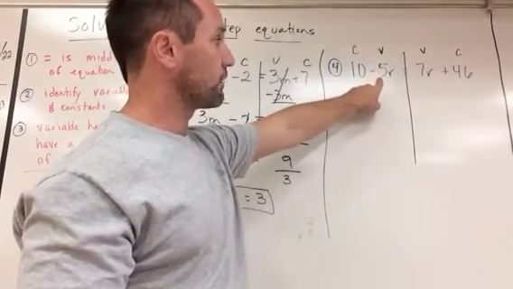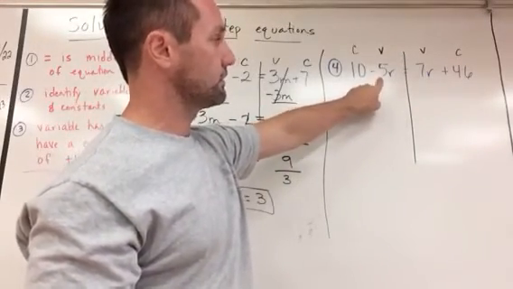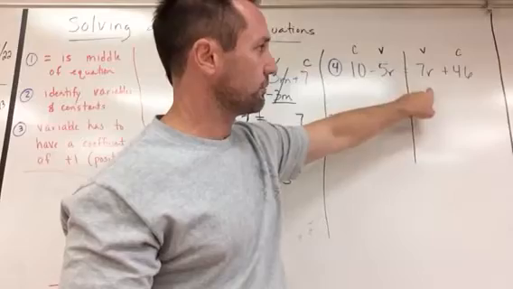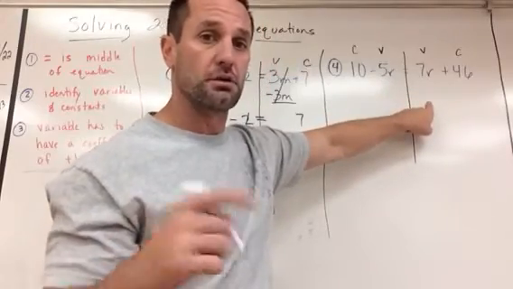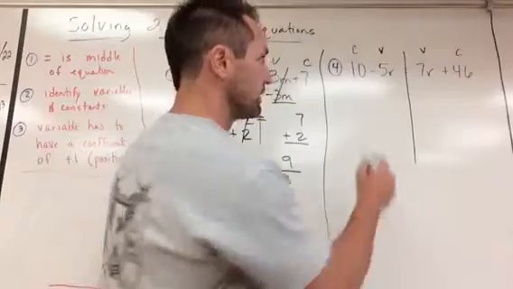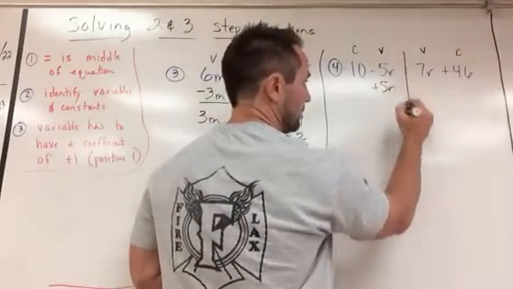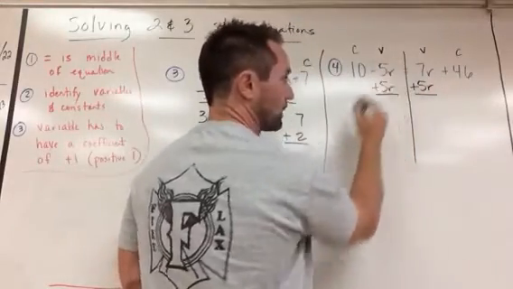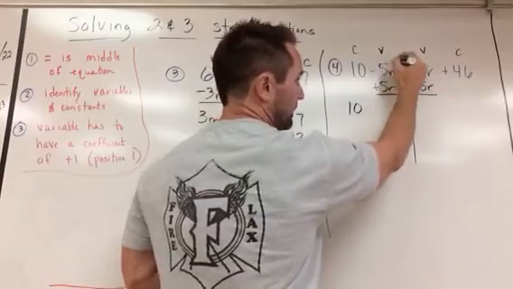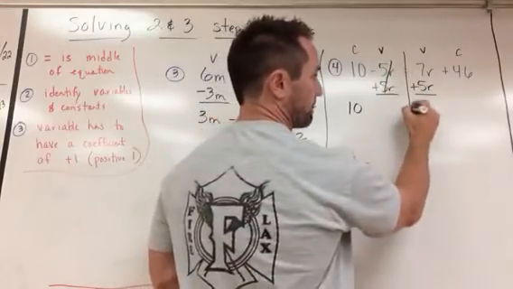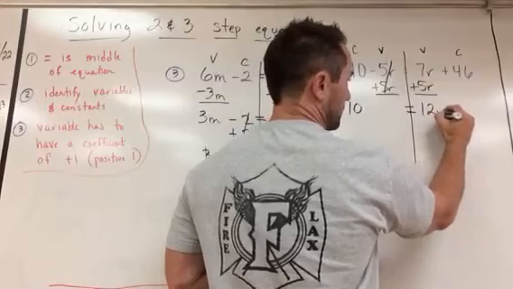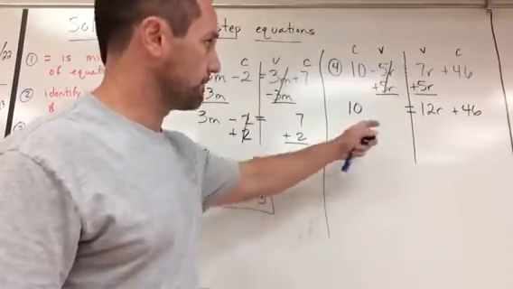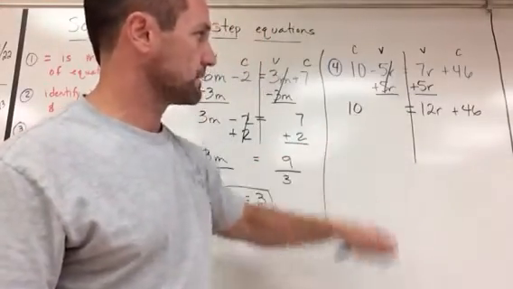So, negative 5r here. If I add 5r to the left side and add 5r to the right side, what will I get? 7r plus 5r will give me a 12r. So that will give me a positive variable, which is what I want. So I'm going to add 5r here, and I'm going to add 5r here, and I'm going to rewrite the problem. I'm going to get a 10, negative 5r, positive 5r cancel out, equals 12r plus 46. And now we have 12r plus 46 is equal to 10.